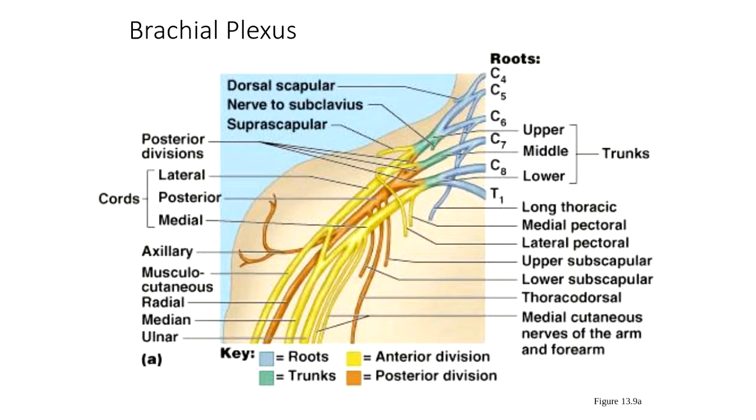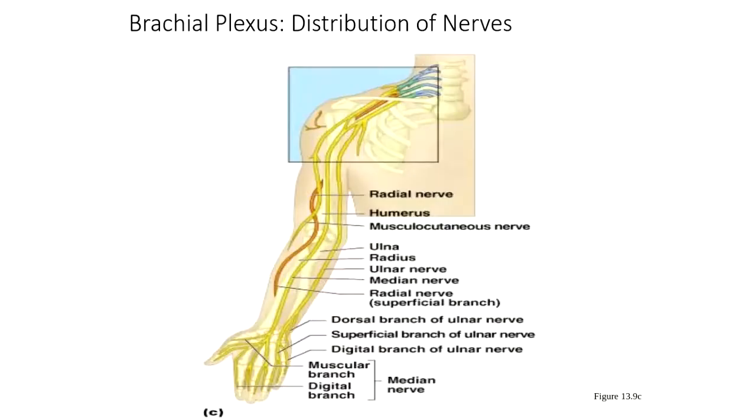Next is the brachial plexus. It's between C4 and T1. I'm going to point out some important parts of the brachial plexus. We have our radial nerve, our ulnar nerve, our median nerve, and another radial nerve. This is a superficial branch. It's not so deep. The only thing that is not in the brachial plexus is the phrenic nerve, right? The phrenic nerve was in the cervical plexus.